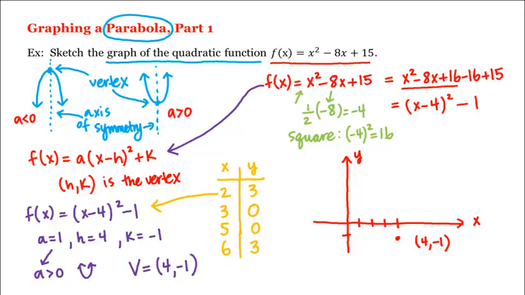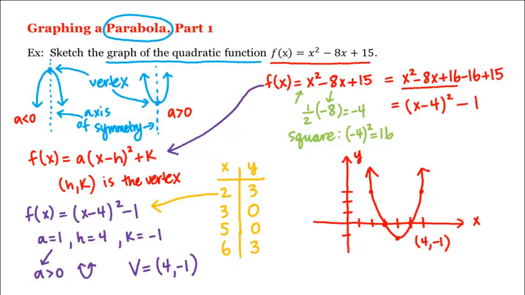So let's plot these points. So this is 1, 2, 3. So (2, 3) will be here. (3, 0) will be here. (5, 0) will be here. And (6, 3) will be here. And our parabola will look like this. So this is the sketch that we're looking for.